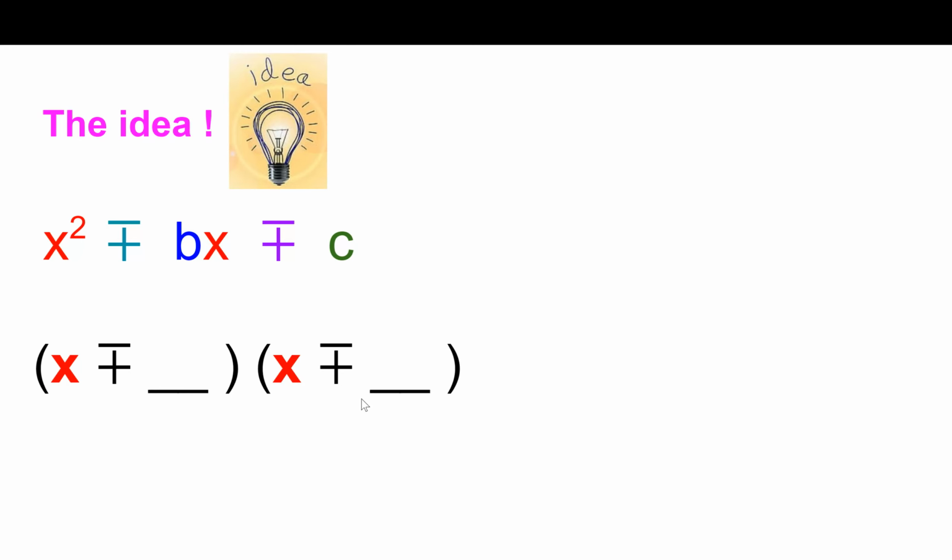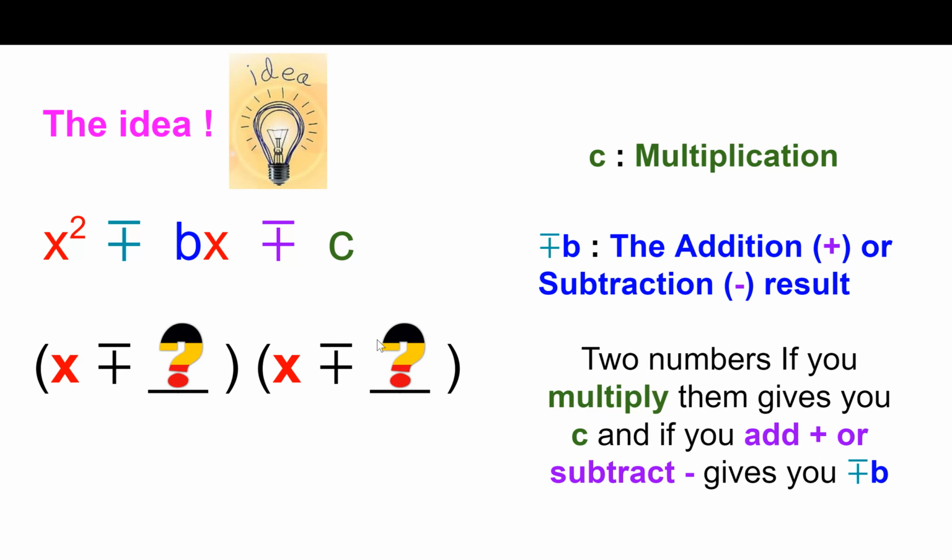Now the whole difficulty comes from figuring out what goes here from the numbers, and there are some tricks to find those two numbers. The first trick is that if you multiply those two numbers, you get c, and if you add or subtract them, you get b. That's the whole point of this idea. It might seem like gibberish right now, but you'll figure it out once you start the example.